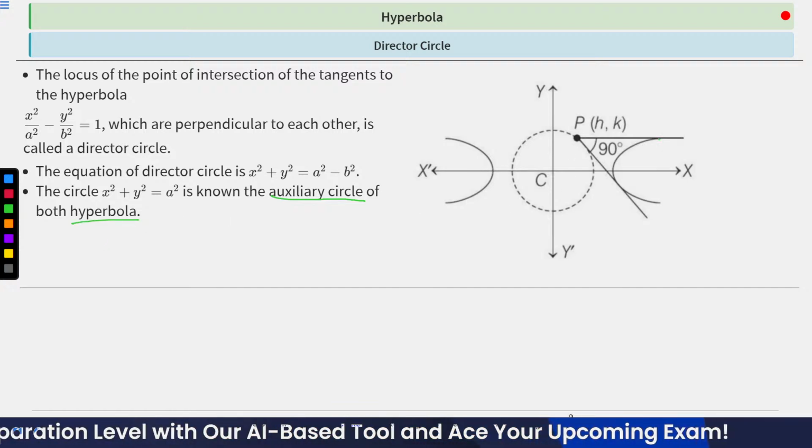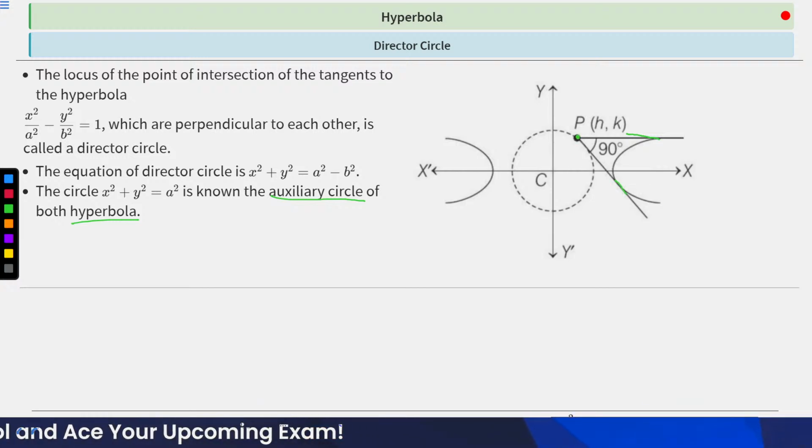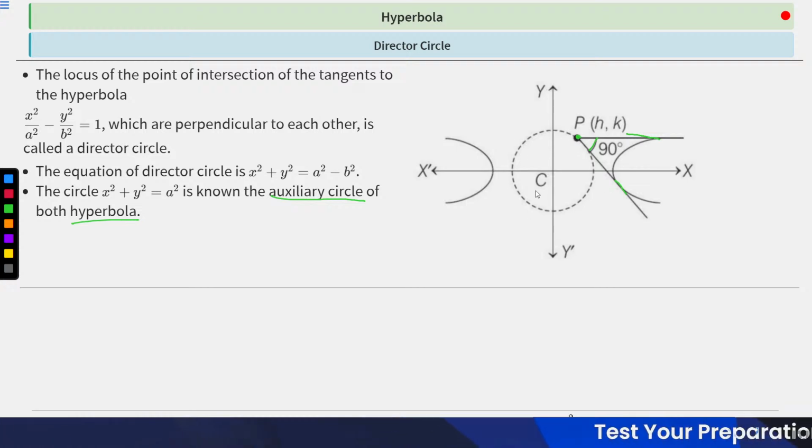As you can see, one tangent is this, another one is this, both making a 90-degree angle at point P. So the collection of all such points will be your director circle.